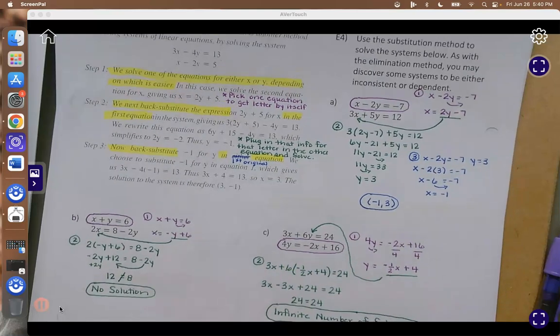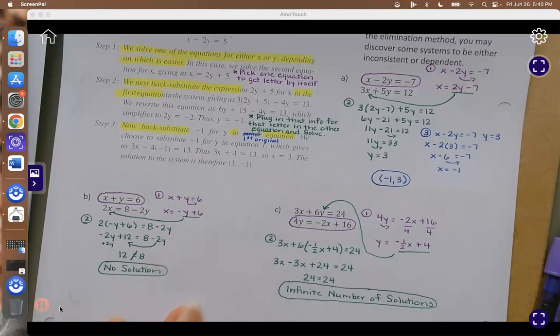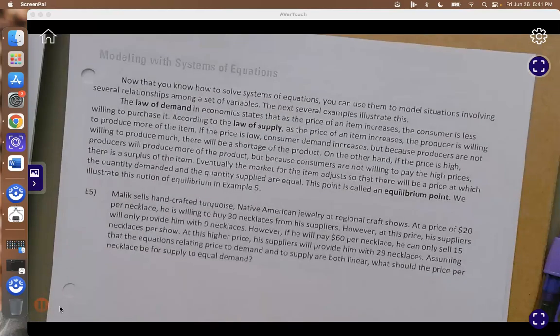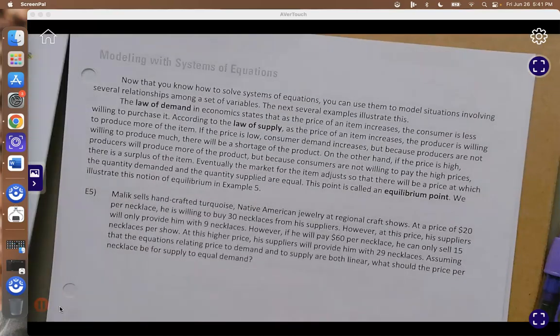All right, and if you need to pause that to get that written down, feel free. All right, supply and demand.